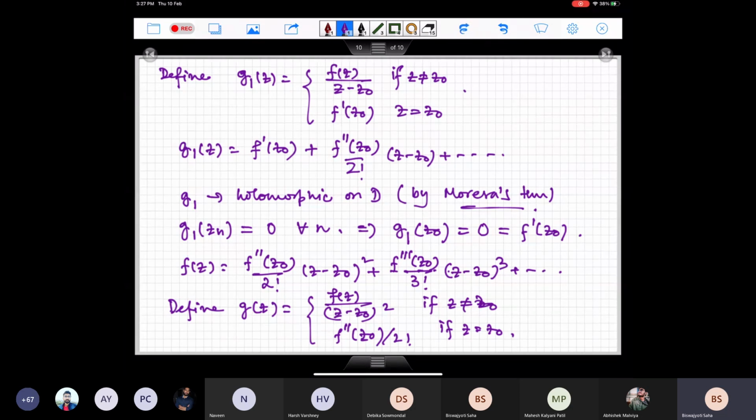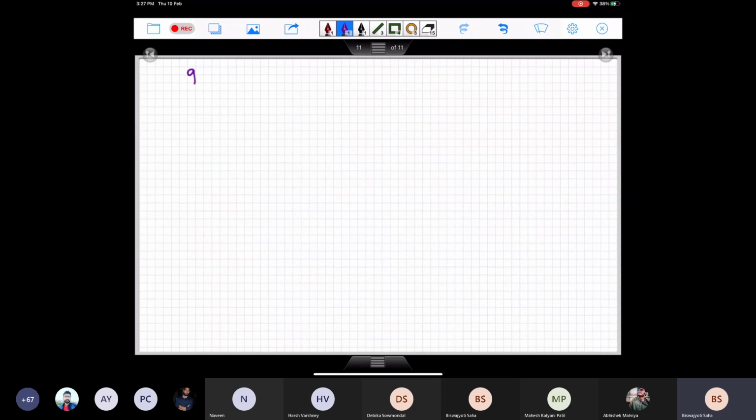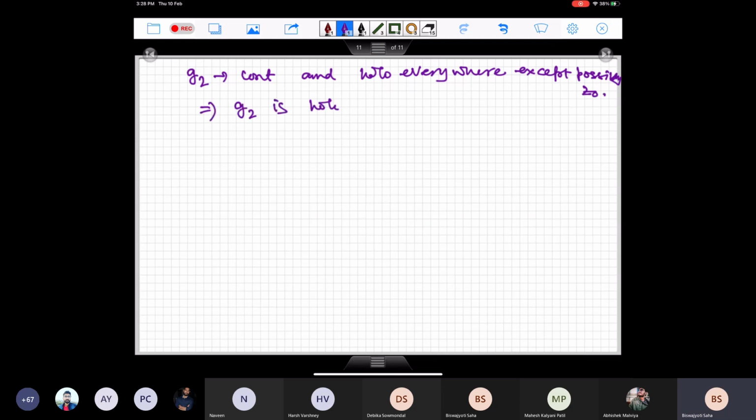So therefore g2 is continuous, and continuous and holomorphic everywhere except possibly at z naught. So this implies g2 is holomorphic. This is by corollary of Morera's theorem.